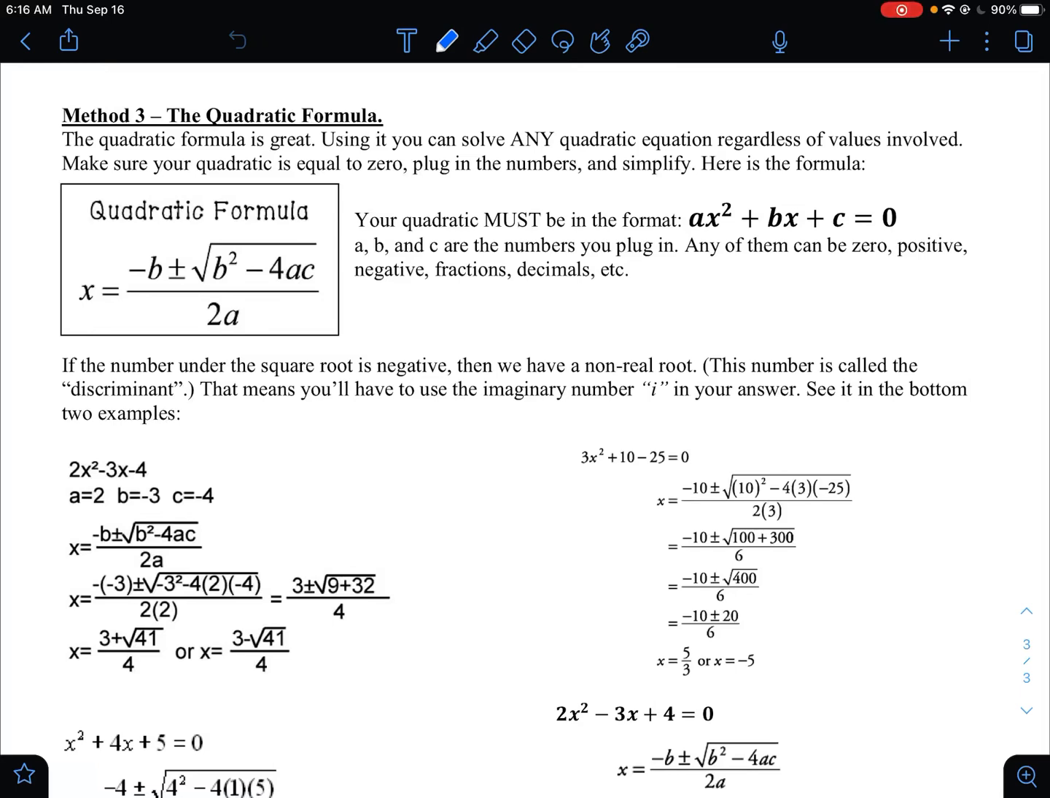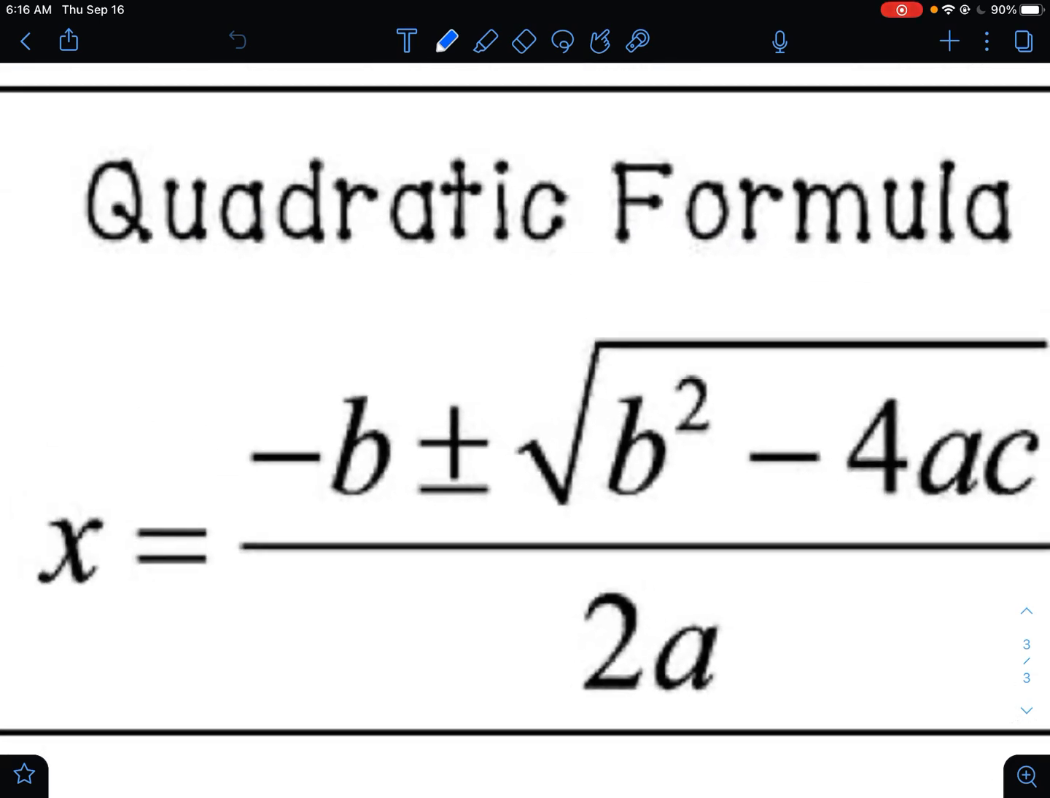Hello everyone, we're diving into using the quadratic formula to solve quadratic equations. If you don't have your notes turned to this part, go ahead and turn there. You can pause the video and make it happen. But yeah, we're diving into the quadratic formula, which is this thing.